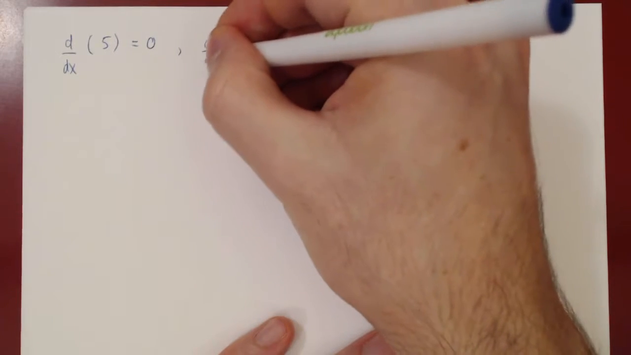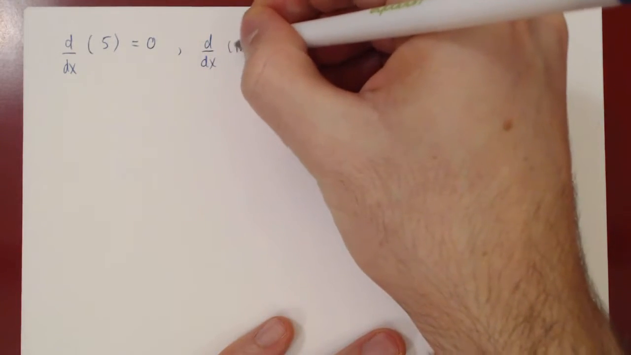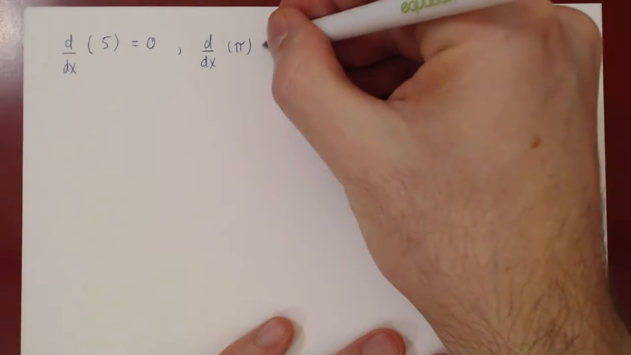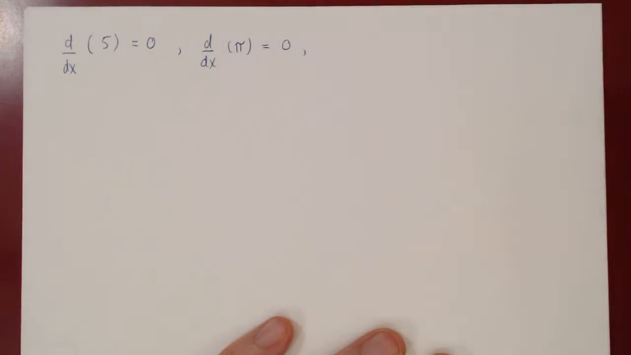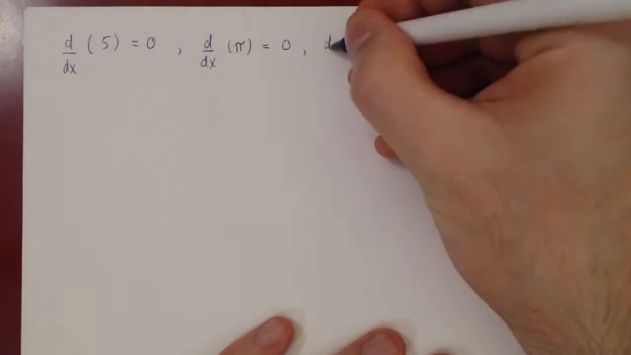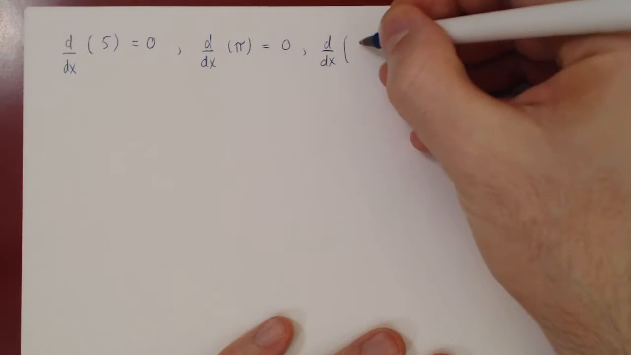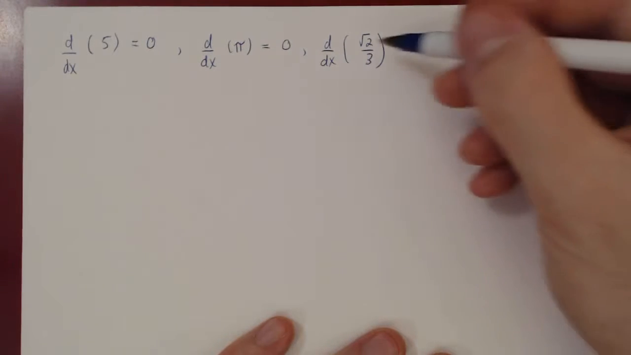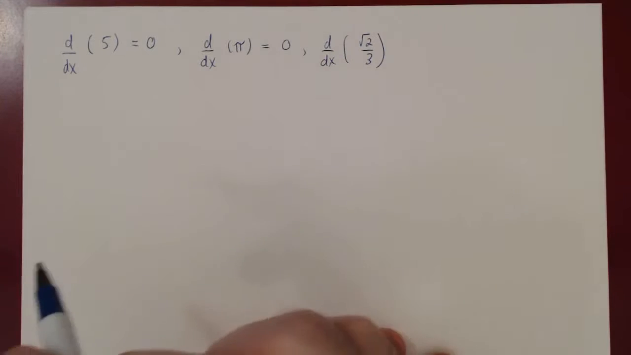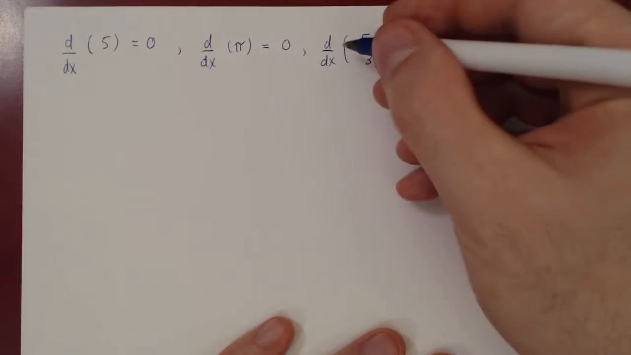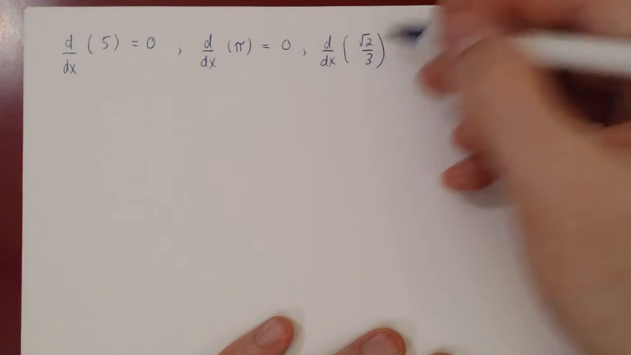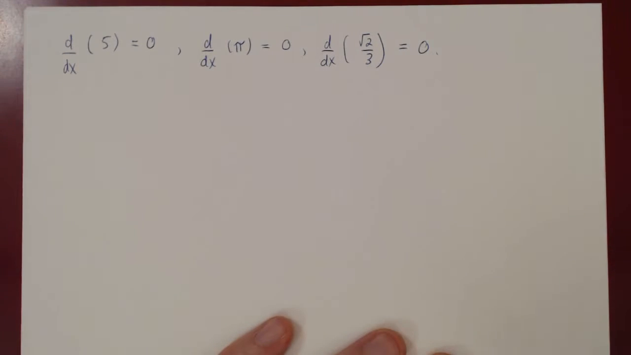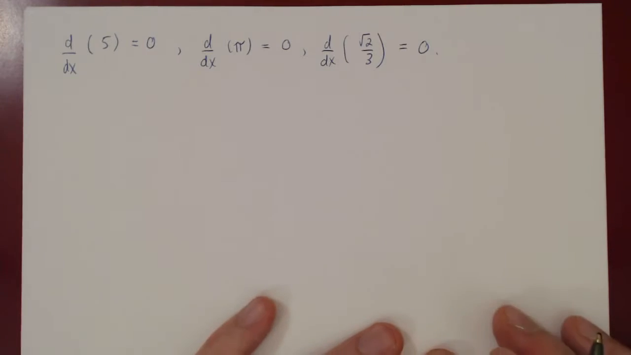You could say, well, what's the derivative of pi? Same thing. Pi is a constant, the slope of a constant function is 0, hence the derivative is 0. You could say, what's the derivative of root 2 over 3? Same thing. Root 2 over 3 is a constant function, it is a horizontal line, it has a slope of 0, hence the derivative of a constant function is 0. And that's the constant rule. The derivative of a constant is always 0.